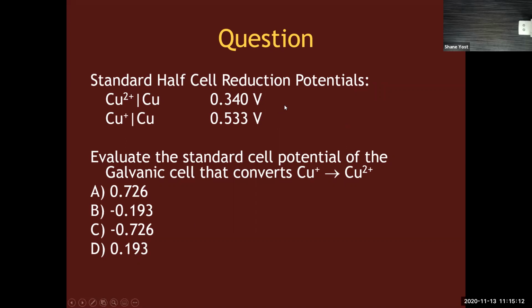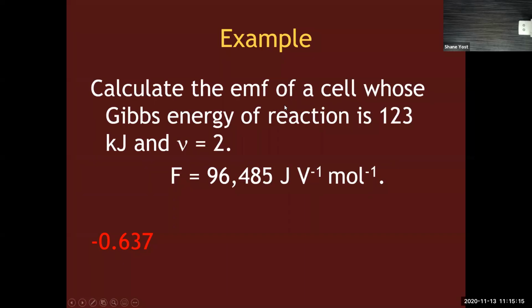So is it in volts or volts per mole? I guess this one is going to be volts per mole, because Gibbs free energy of the total reaction is given as just 123 kilojoules. So this would be volts times moles. Yeah, sorry, volts times mole.